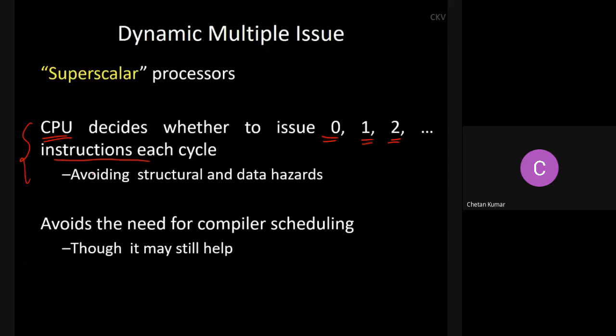It decides whether to issue zero, one, or two instructions in each clock cycle. So this is what we'll be discussing briefly. There are many algorithms used in the implementation of superscalar processors, which we will not go into. We'll just look at a brief overview of how the processor is organized and how it will work.